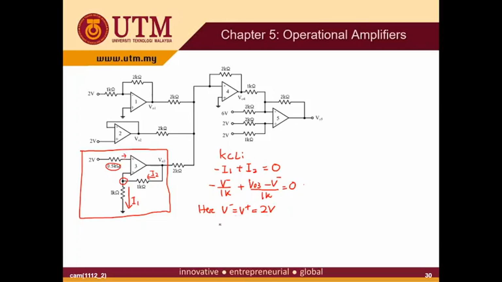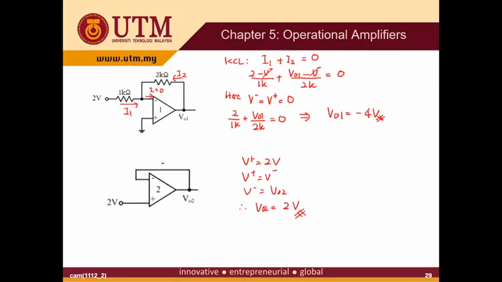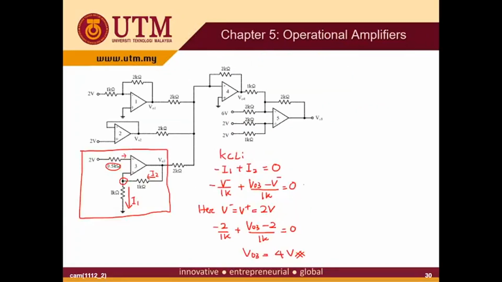So the equation will be minus 2 over 1K plus V out 3 minus 2 over 1K equal to 0. So this is 1K and 1K. So finally you get V out 3 is equal to 4 volt. Okay, now we have calculated V out 1, V out 2 and V out 3. V out 1 is minus 4, V out 2 is 2, V out 3 is 4.